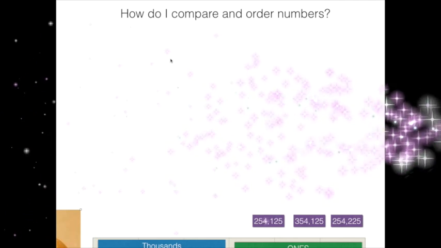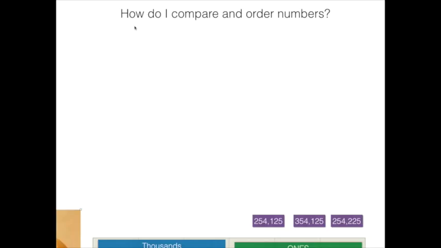Again, as always, we start with a question we're going to try to answer. The question is this: how do I compare and order numbers?